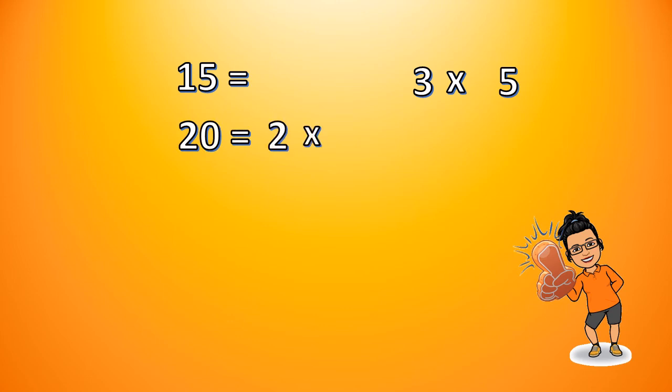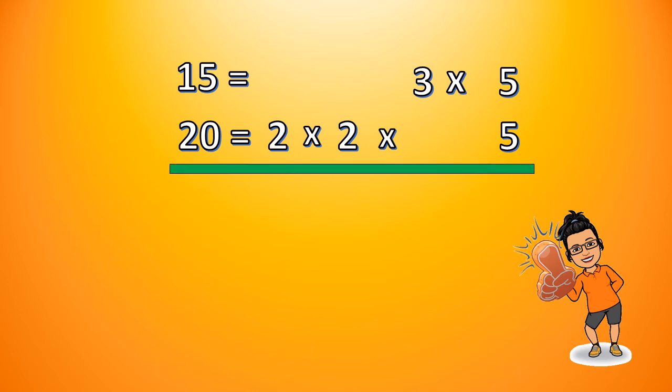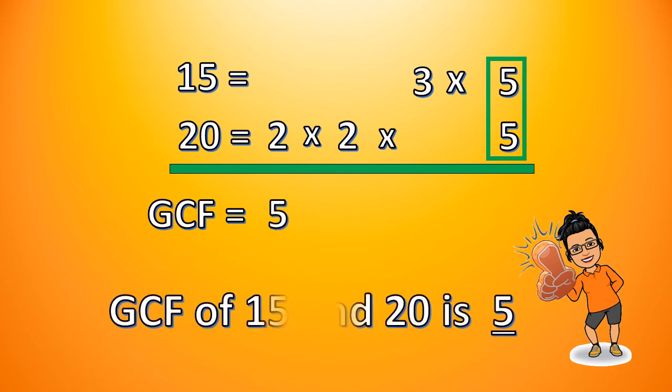Okay, let's compare the prime factors of 15 and 20. So for 15, we have 3 times 5. And for 20, we have 2 times 2 times 5. Now to get the greatest common factor, let's look for common prime factors of 15 and 20. Is there any common prime factor? Okay, yes, good job. The only common prime factor is 5. So therefore, the GCF of 15 and 20 is 5.